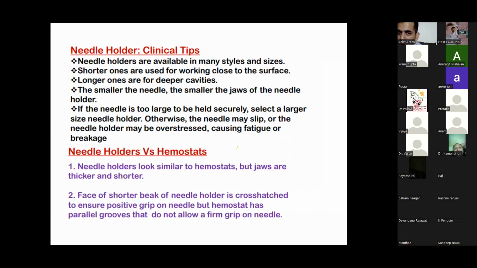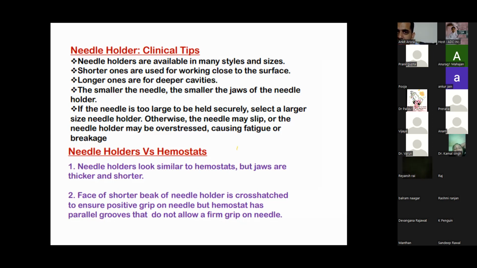And what are the needle holder clinical tips? Obviously, it is available in many styles and sizes. वो जो जहां पर भी आप फॉरेंडल इंफेक्शन कर रहे हैं वहां पर हमेशा लार्जर निडल यूज करिए. ओके, लार्जर निडल यूज करिए. The only thing is you need to make sure that your needle in the needle holder should be strong enough, and it is held at the point of the 2/3 junction and 1/3 junction.